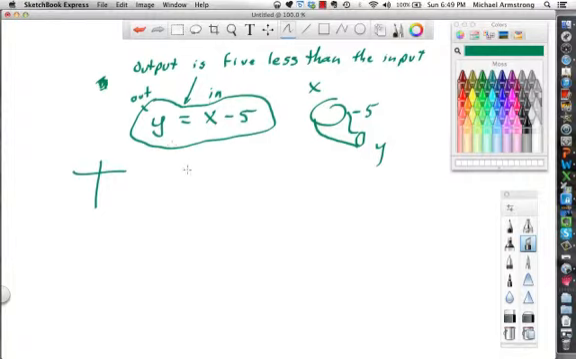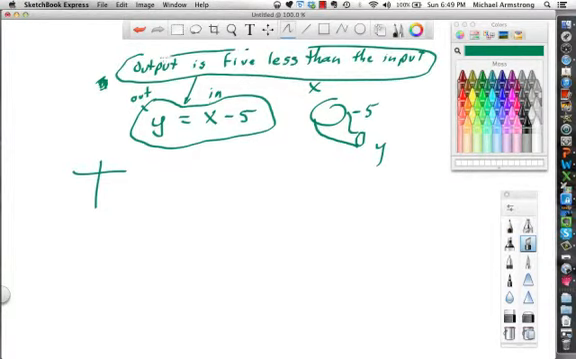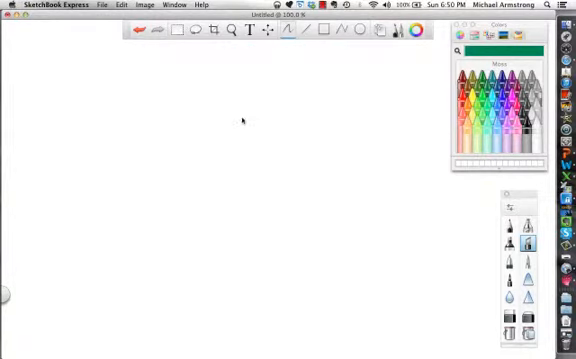So you have to change some of these word sentences. Okay, the output is 5 less than the input into algebraic equations. Y is equal to x minus 5. So that's kind of what's on the list, things you have to do. You have to evaluate a function too, which might mean you have to simplify it or solve for it.